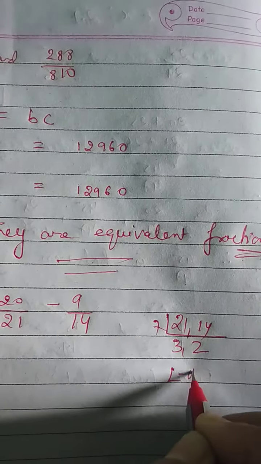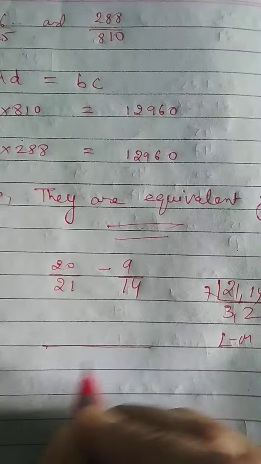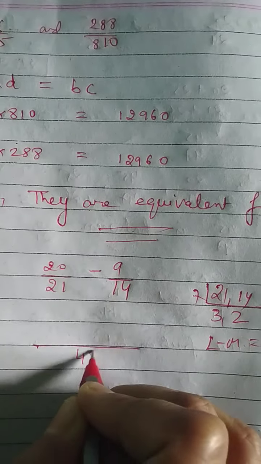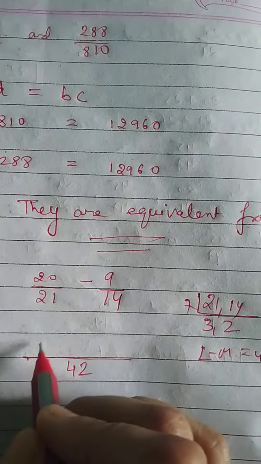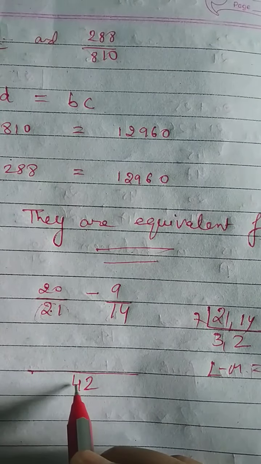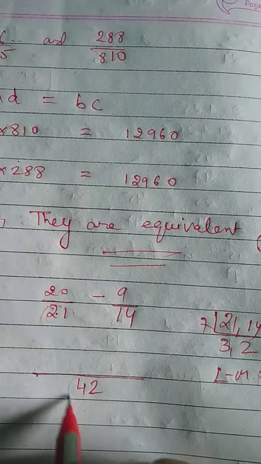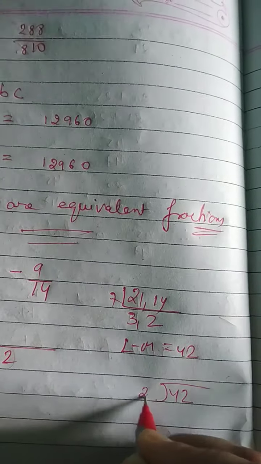The same LCM will come, 42. Now after taking the LCM, you have to write the LCM down, 42, here. Okay. Now what you have to do, this is the denominator and this is also the denominator. You have to divide this 42 by 21. So 42 you are going to divide by 21.